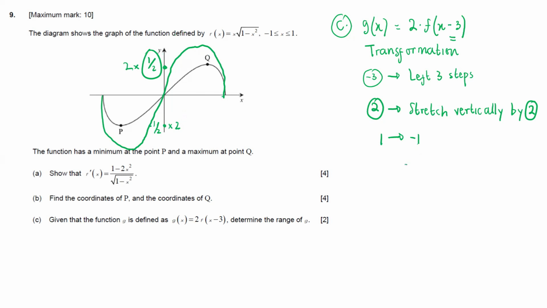Okay, so g(x) is going to be less than or equal to 1, and it's going to be more than or equal to negative 1. So we just need to look at it from the transformation of function.